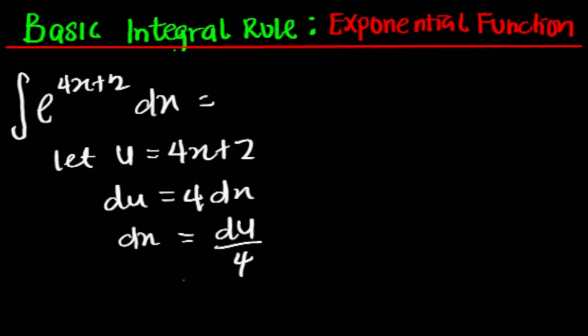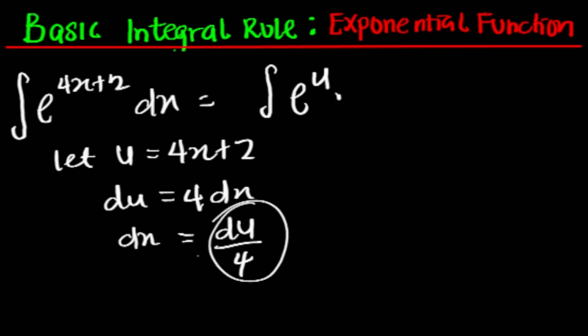So now the next thing I'm going to do is that I'm going to have everything here to be equal. The integral of exponential 4x plus 2 is actually what? u, as you can see here, right? So I'm going to have exponential u multiplied by what? The dx here is actually what? du over 4, as you can see here.